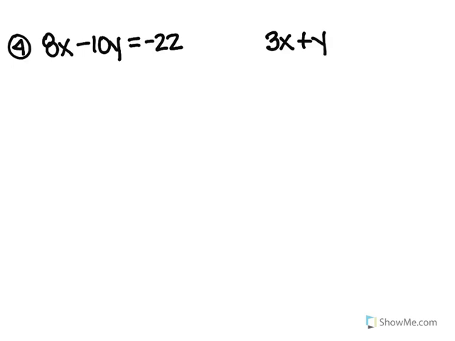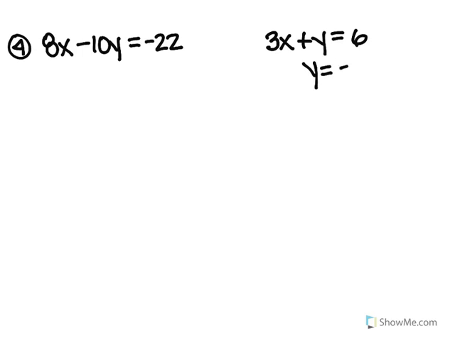Example 4. 8x minus 10y equals negative 22, and 3x plus y equals 6. So when I look at my two equations, the second one would still be considered the smaller equation because I do have one variable that only has a 1 as a coefficient, and that's y. So I wouldn't have any fractions. I'm going to solve for y.